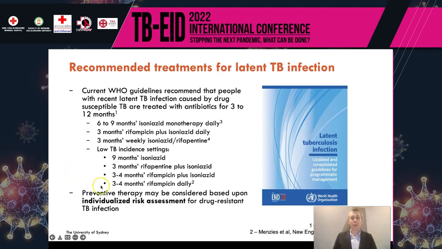And in fact, 3 to 4 months of rifampicin therapy, which is based on a clinical trial by Menzies et al. that was published after the guidelines were released, shows us that 4 months of rifampicin therapy is also effective as 9 months of isoniazid. One of the challenges, though, is that we don't yet have the results from randomized trials looking at contacts of patients with drug-resistant disease. And so currently WHO guidelines offer a cautious approach, which is individualized risk assessment for drug-resistant TB infection.